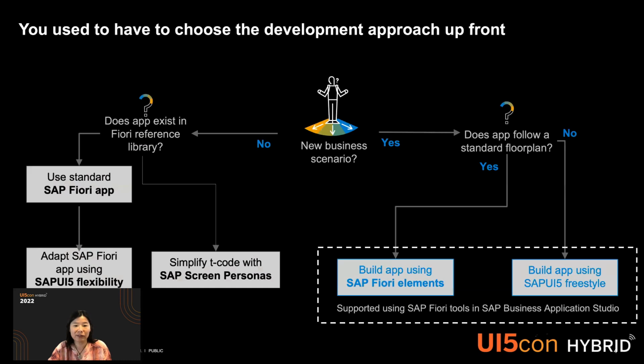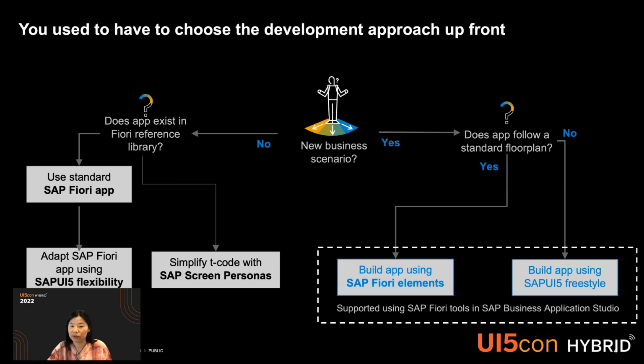Now that you know about the app that we want to build, let's walk through the decision process. We know that we are building a new app today, so you can ignore what's on the left and focus on what's on the right. Many of you probably had this challenge before when you start a new app. You have a very difficult decision to make.